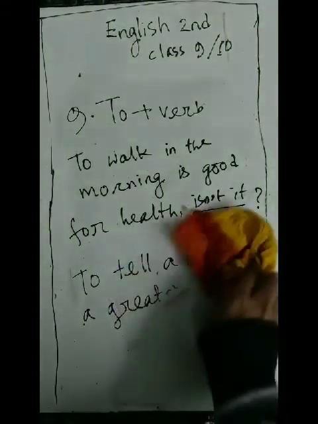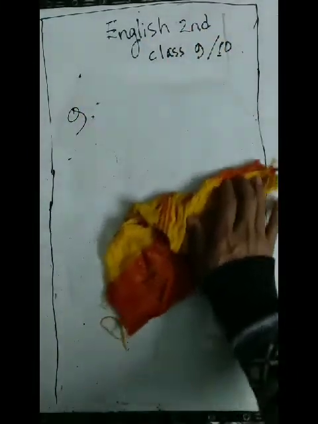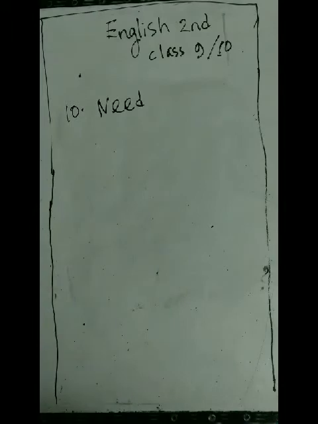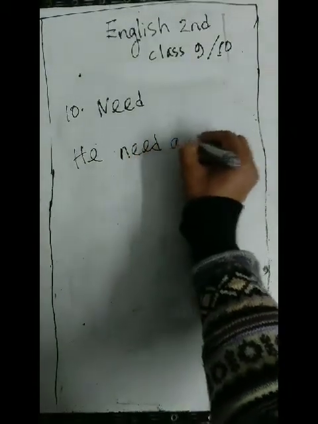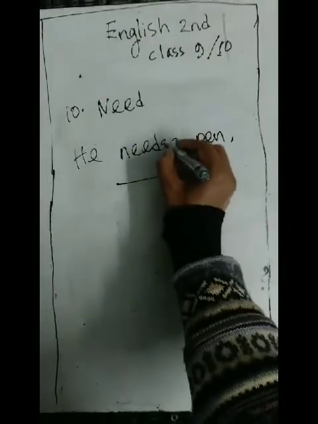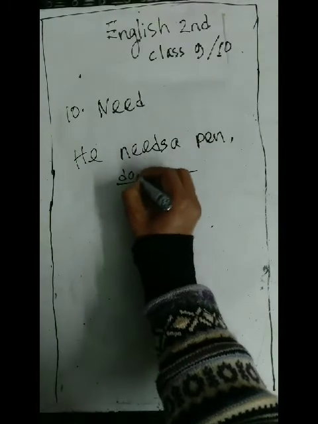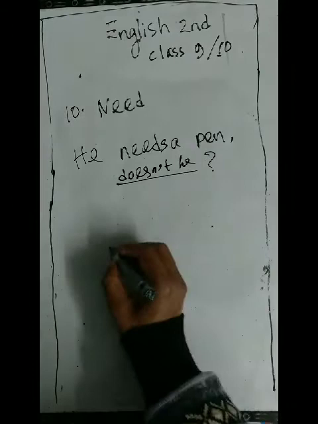Now rule number 10. Use of need. Need is a word, and this word can be used in two ways in a sentence. We can use need as the main verb, and sometimes we can also use need as the modal verb. So look at the example. He needs a pen. So here needs is a main verb, because there is no other helping verb. So the tag question will be, doesn't he?